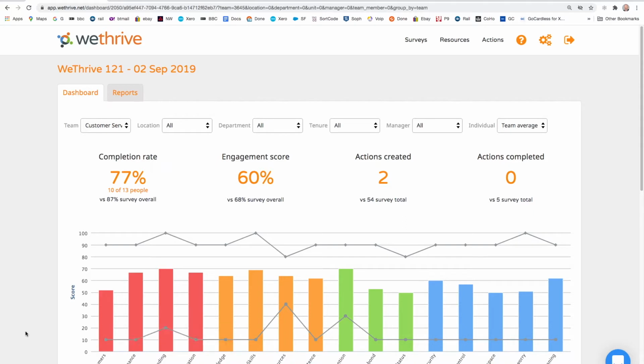Remember, it may not necessarily be the same person who's scored lowest across all the areas. In fact, it's quite likely it won't be. You can use these two lines to get a sense of whether there's a lot of variation in the way your people feel or whether everyone feels similarly. The closer the lines, the more similar everyone in your team feels about that area.